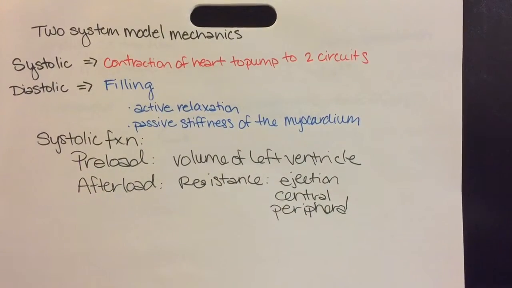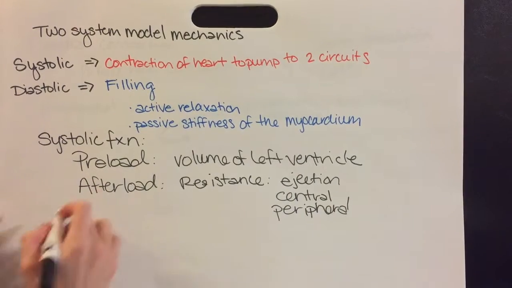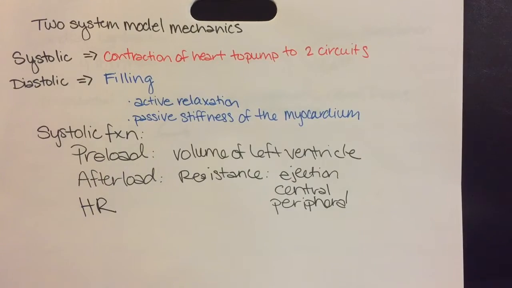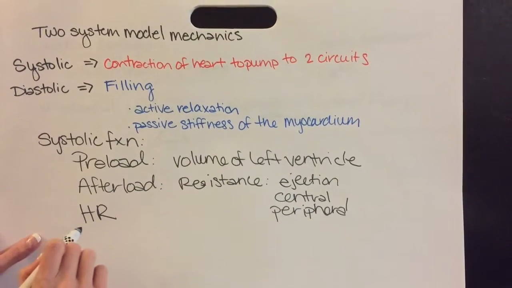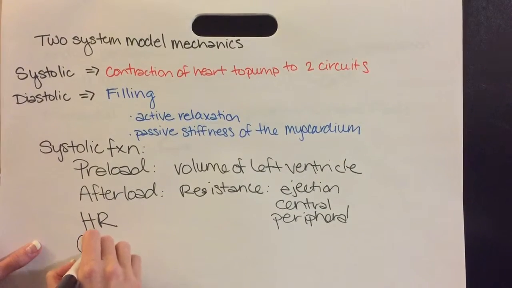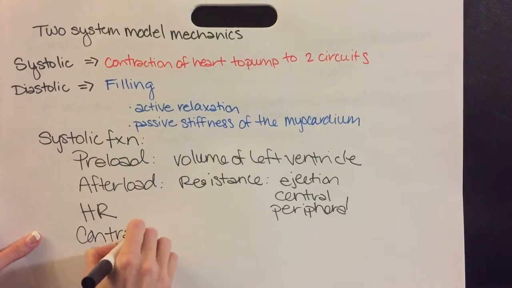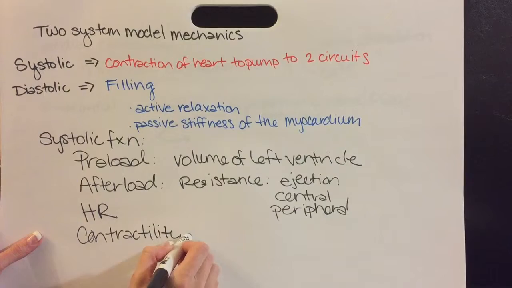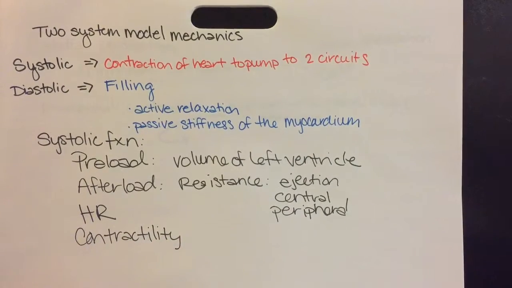The next determinant of systolic function is our heart rate. And the fourth component of systolic function is contractility, which is the intrinsic ability of the myocyte to contract.